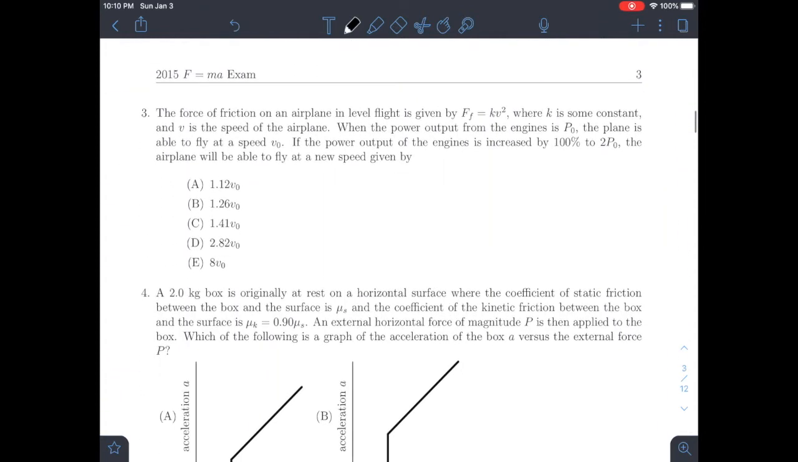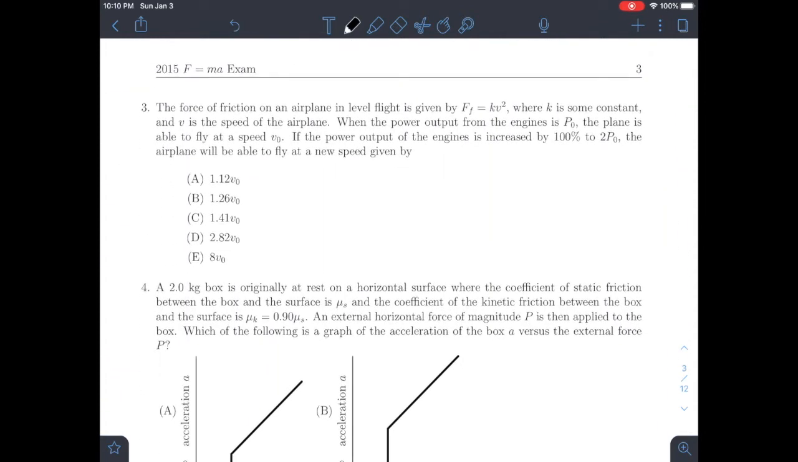Let's look at the third question. The force of friction on an airplane in level flight is given by F equal to kv squared, where k is some constant and v is the speed of the plane. When the power output of the engine is P naught, the plane is able to fly at speed V naught. The power output of the engine is increased by 100% to 2P naught. The airplane will be able to fly at a new speed given by what?